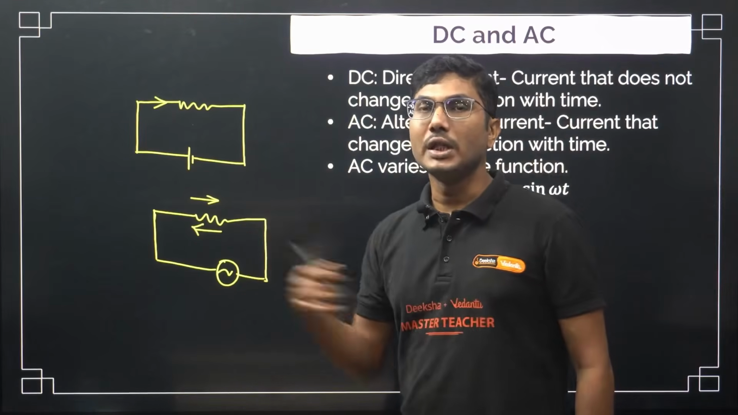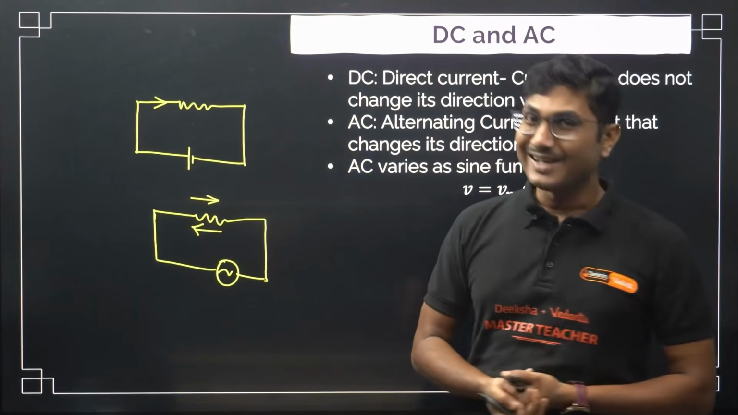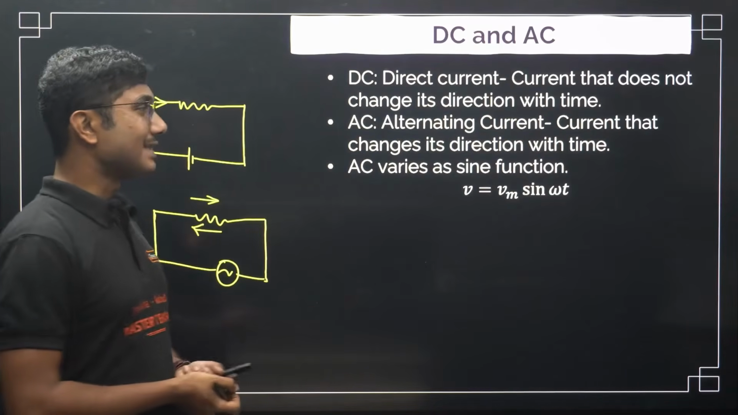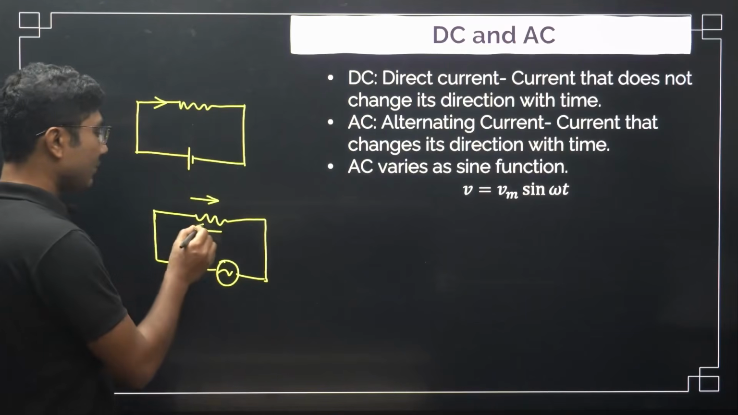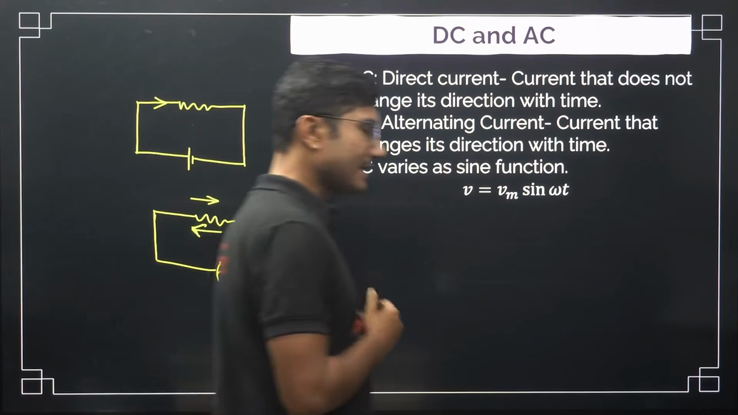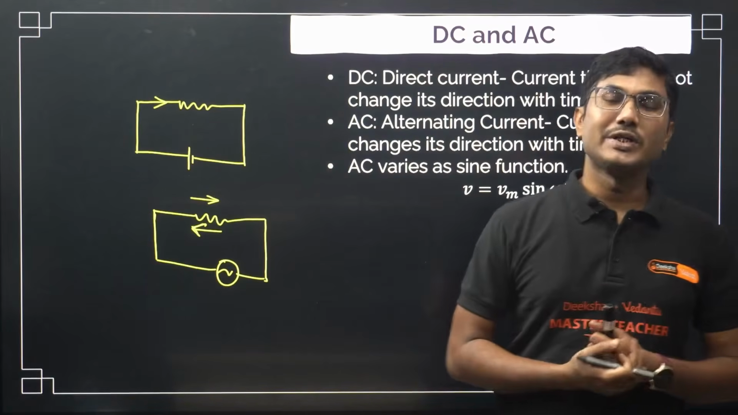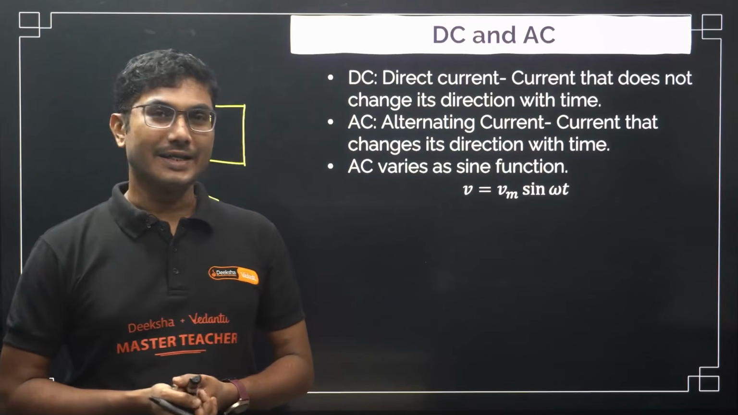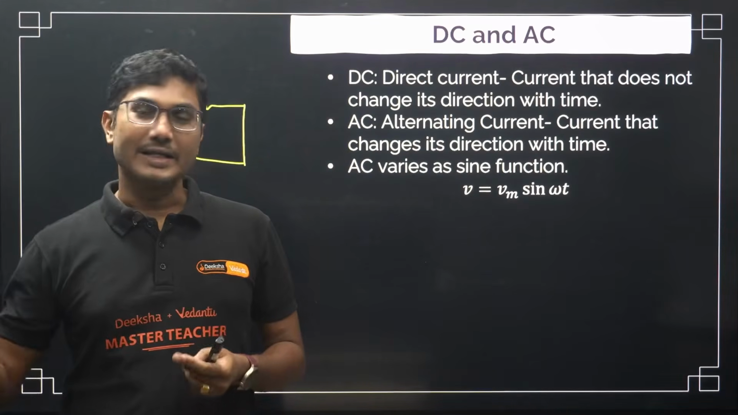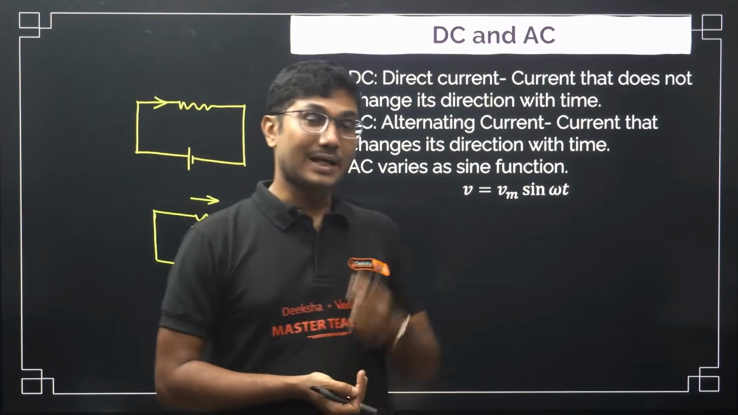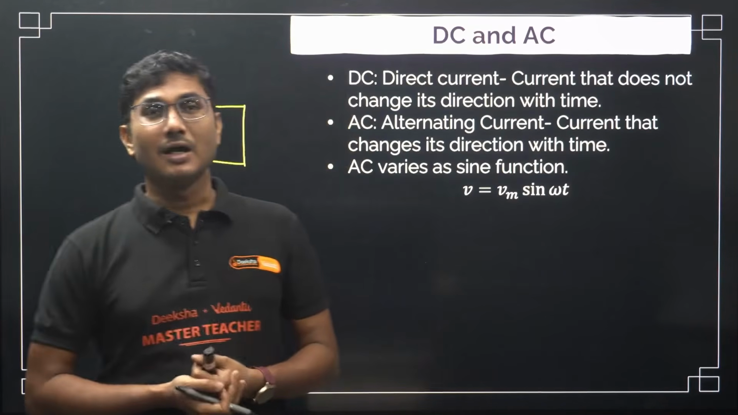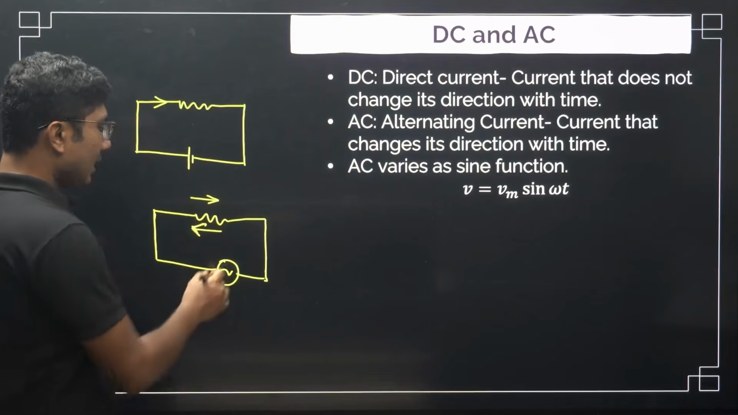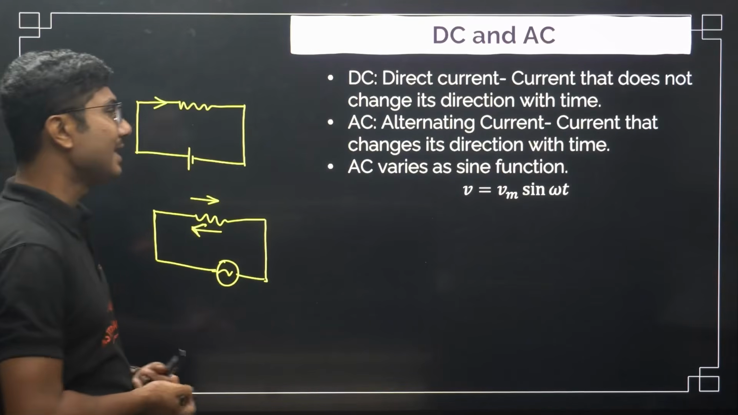This is called alternating current or AC: current that changes its direction with time. So the direction of current is not fixed, but changes with time. The current that we use in our day-to-day life is basically alternating current. The household electricity coming from the power supplier that you are using is AC. As you can see, the source symbol is different for AC.